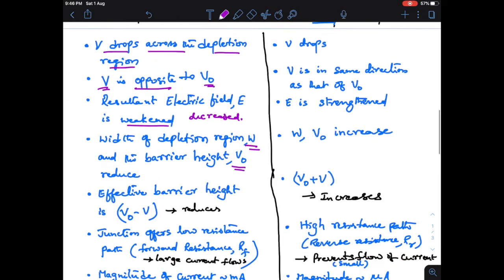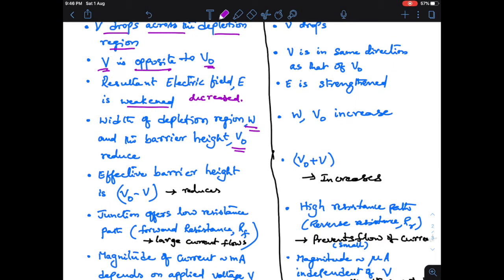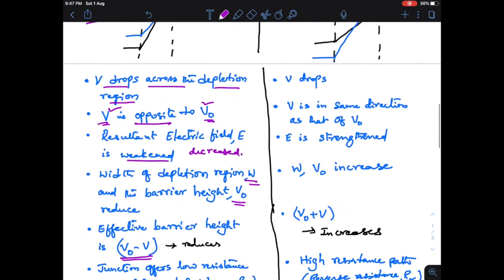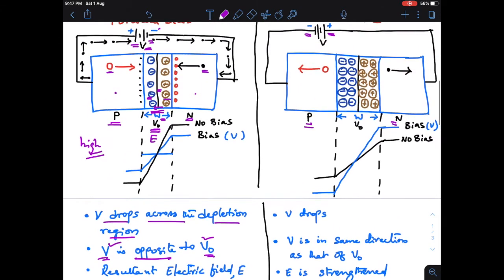So what will be the effective barrier height or barrier potential? It is reduced and it is V naught minus V. Now why minus V? Because these two are opposite to each other. Therefore it is V naught minus V. Since the effective barrier height is reduced, what will happen? The charge carriers can move across this junction.